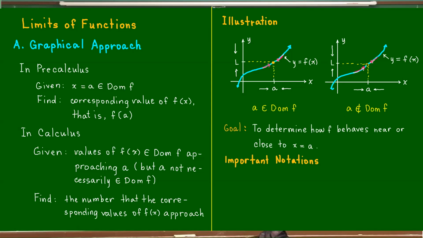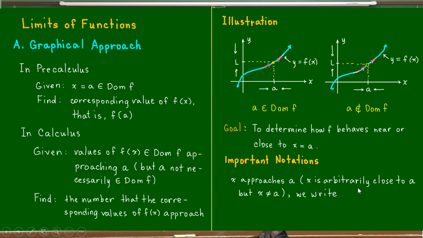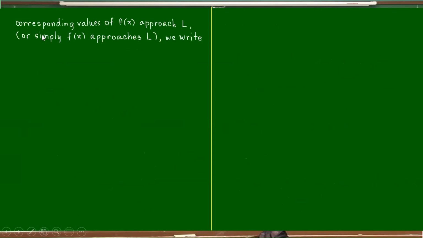Important notations. When you say x approaches a, or x is arbitrarily close to a, but x not equal to a, this is how we write it symbolically: x with an arrow going to a. What about this notation? The corresponding values of f of x approach L, or simply f of x approaches L. We write that symbolically with f of x with an arrow going to L. That's how we write this verbal form symbolically.